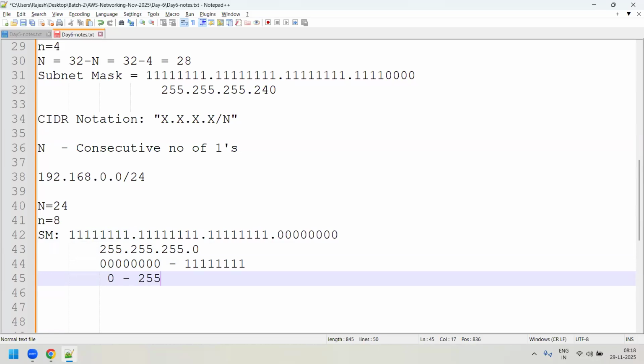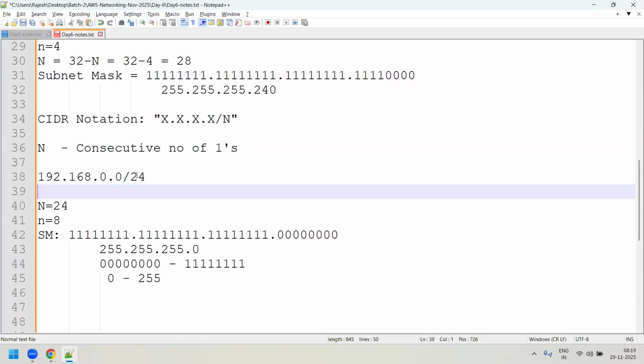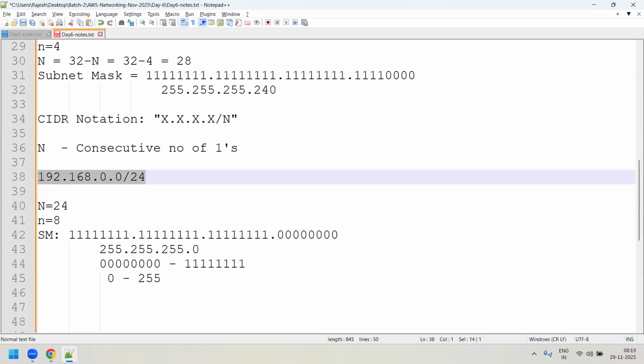All ones is 255. So if you have this IP address and they have given 24 as the CIDR, it means that in this network you can connect up to 255 devices. Out of 255, you can discard two IP addresses, 192.168.0.0 and 192.168.0.255. The remaining can be assigned to 254 devices. In that way, you will understand this kind of CIDR notation in an organization. Correct, sir? Am I clear on this?